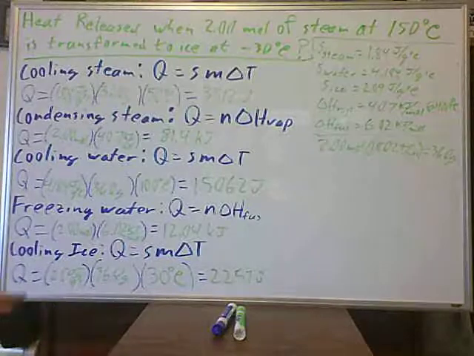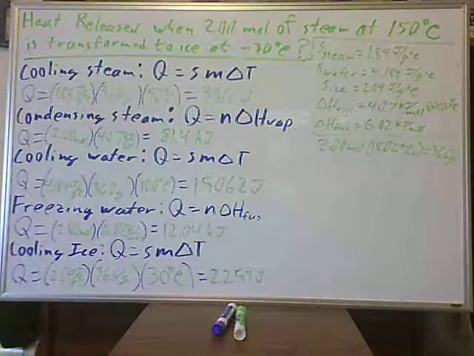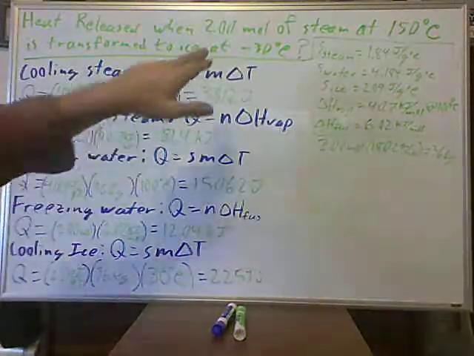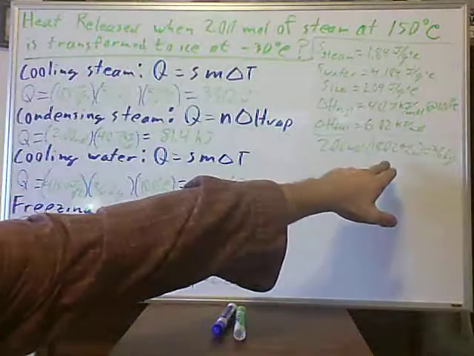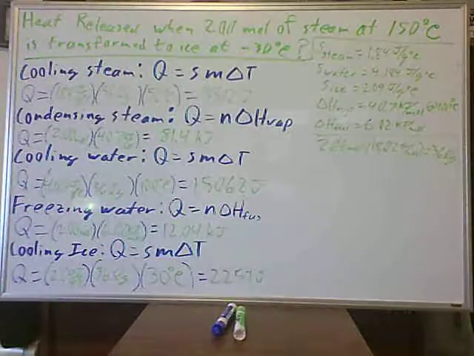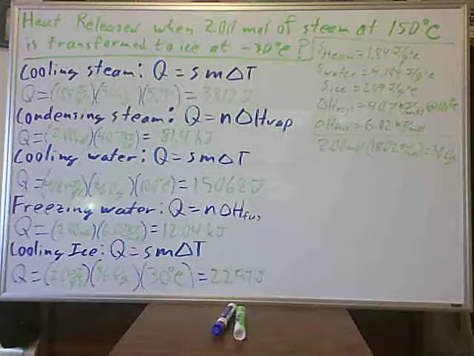We're going to need a mass for the specific heat equation. So we take our 2 moles, we multiply it by the molar mass of water, and we get that we have 36 grams of water. Now that we have all the parts, we put them into the equations.